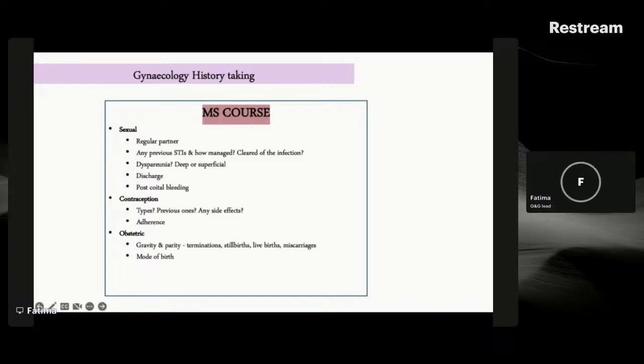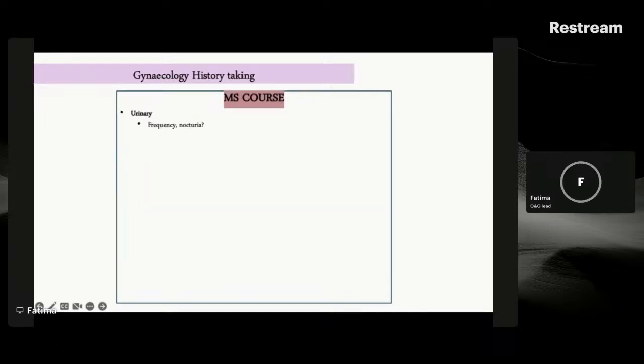Obstetric history, gravidity and parity. So how many pregnancies have they had in the past? How many of them were actual births? Any terminations, any stillbirths, any live births, any miscarriages as well? What was the mode of delivery? Was it C-section? Was it natural vaginal? What was the weight and age when they were born? Any complications after? Did they need to get any surgeries in the area or anything like that?